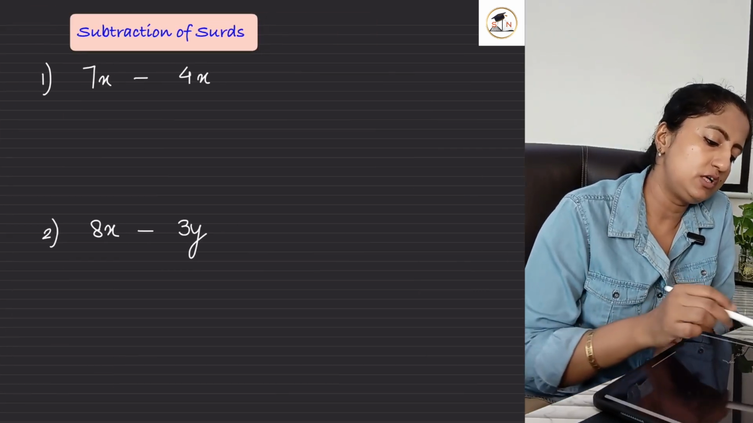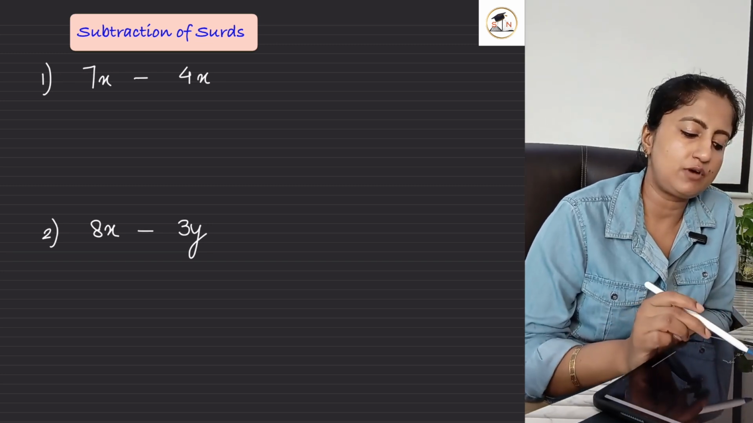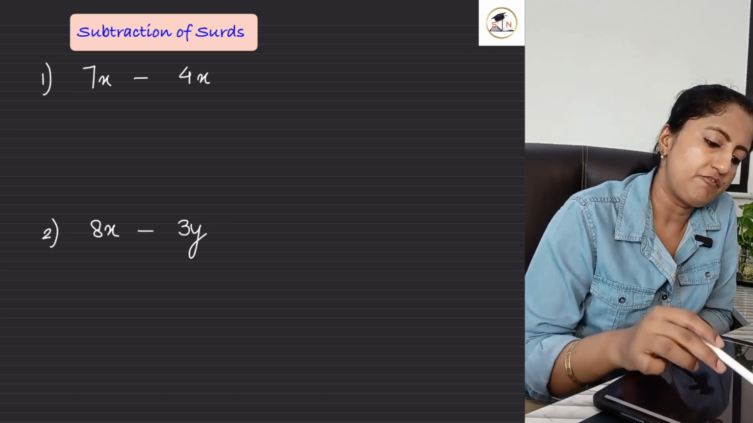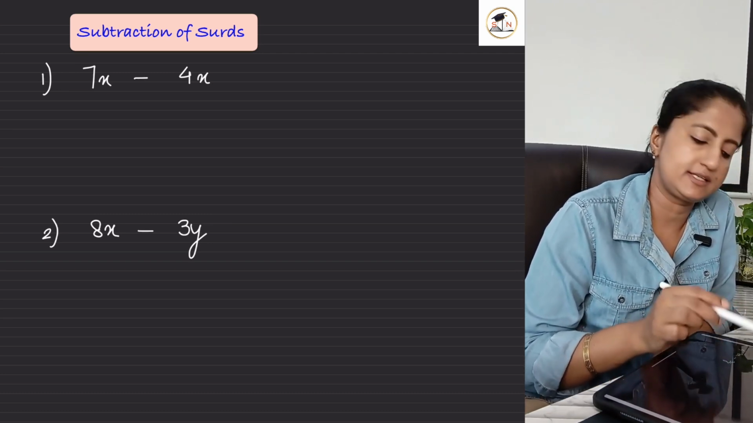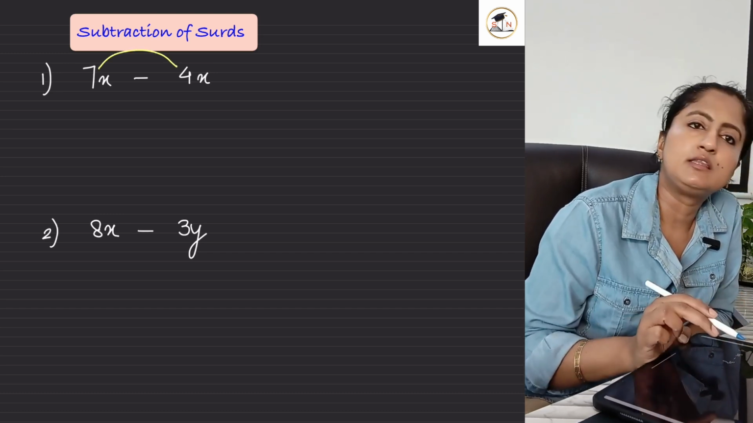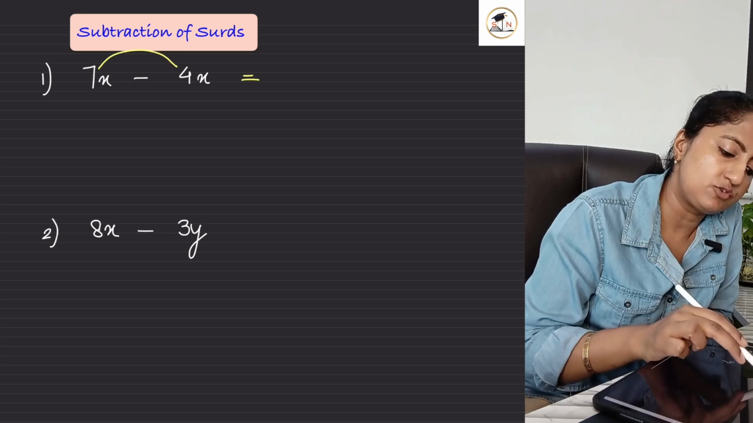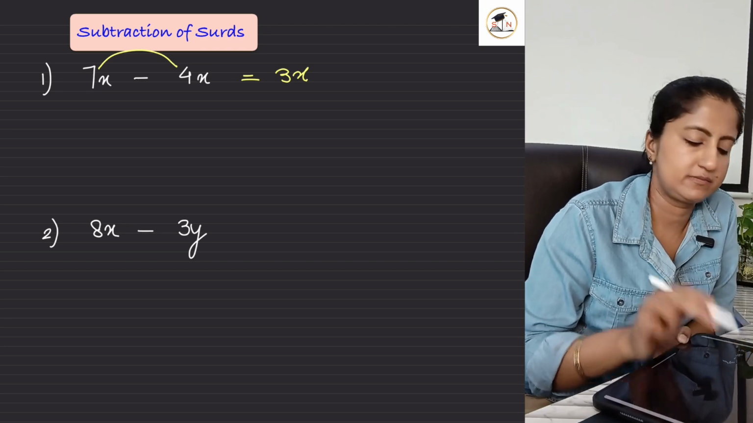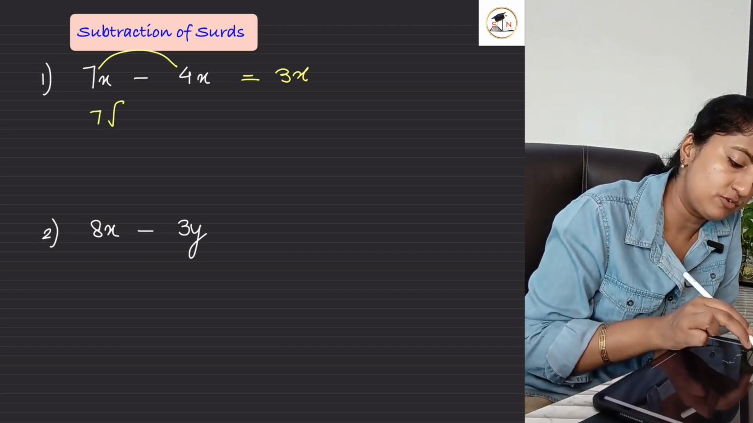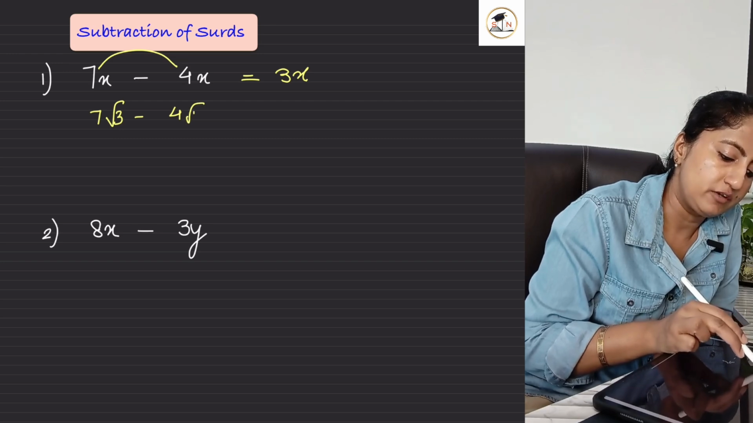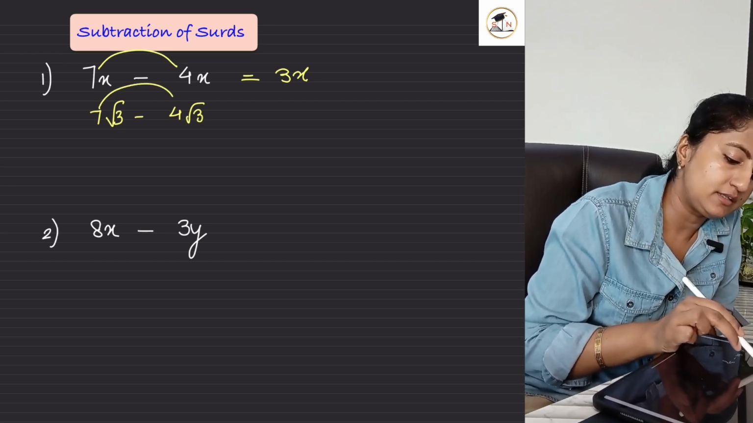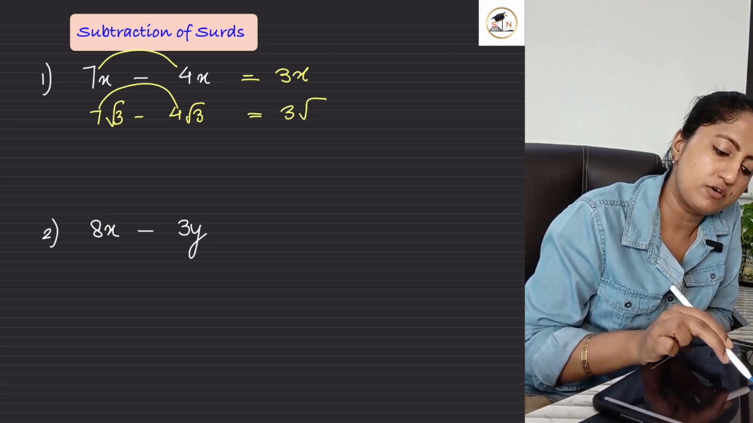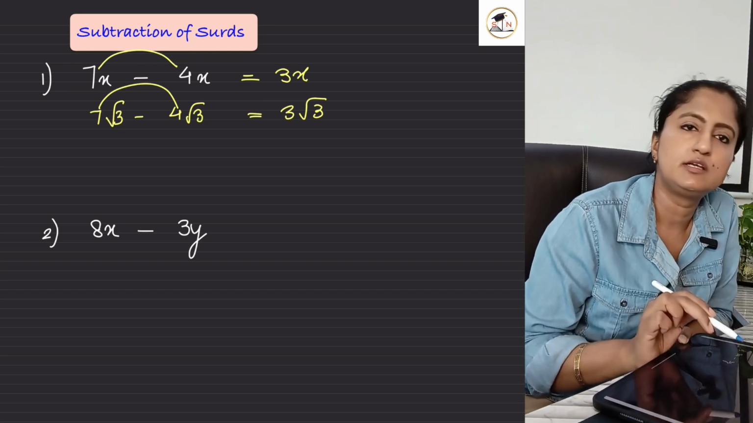Now, let's move on to subtraction. In subtraction also, I have given similar examples using variables. So let's understand this quickly. When we have 7x minus 4x, what do we do? We subtract the coefficients of x and the answer comes out to be 3x, because we subtracted 7 minus 4 and just wrote x beside. Now similarly, if I have 7 root 3 minus 4 root 3, what I'm going to do is subtract the rational components, which is 7 minus 4. This comes out to be 3 and the root comes along, that is root 3. So the answer is 3 root 3.